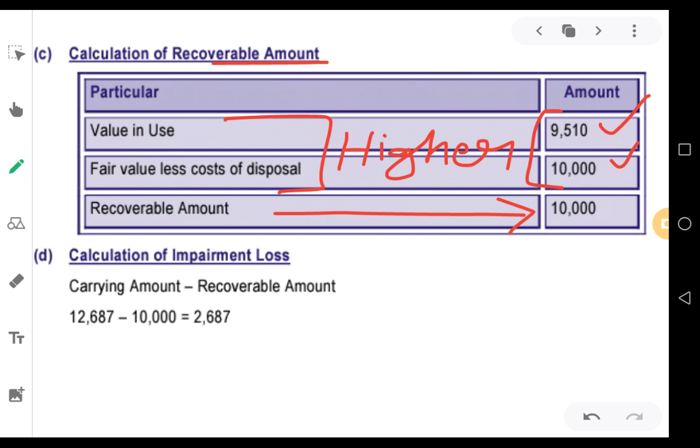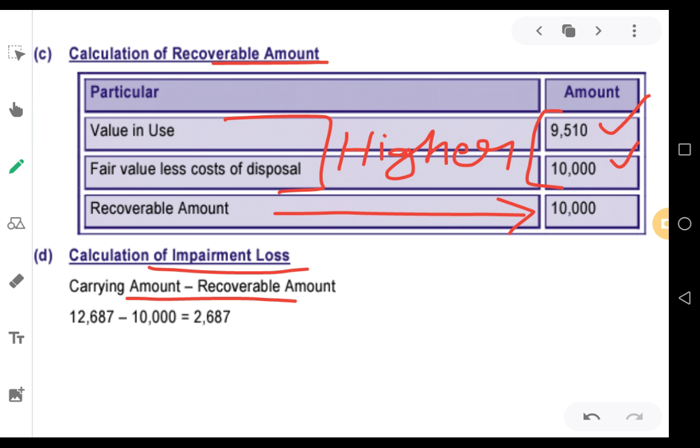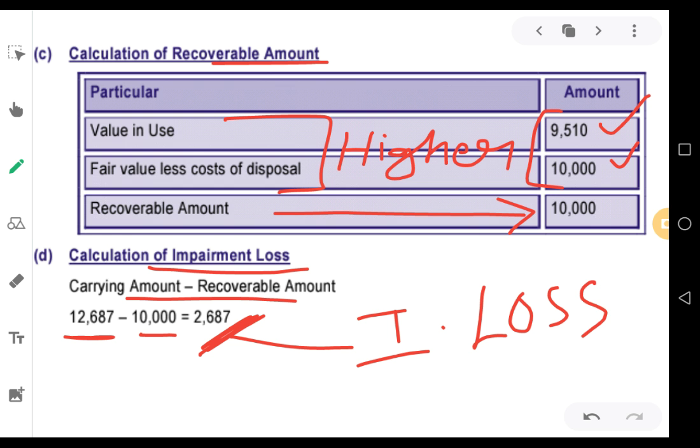Now we got recoverable amount and carrying amount. Next step, we will proceed with calculation of impairment loss. Impairment loss is equal to carrying amount minus recoverable amount. Carrying amount we have calculated in the first step, that is 12,687. So 12,687 is the carrying amount minus recoverable amount 10,000, you are getting 2,687, that is impairment loss. So 2,687 is the impairment loss.